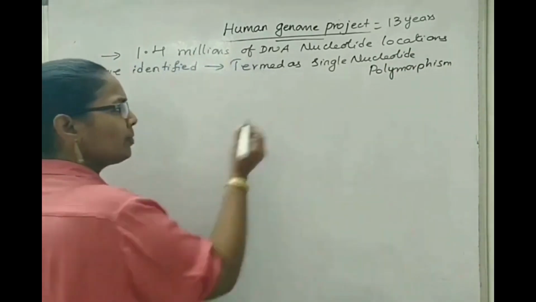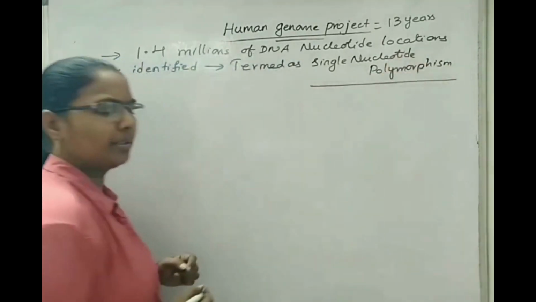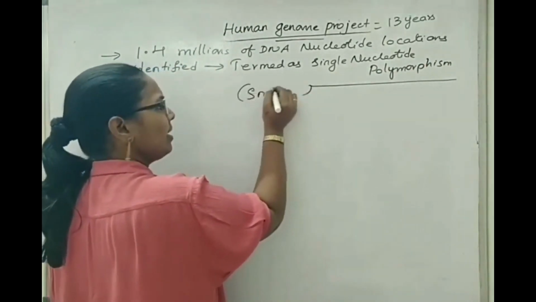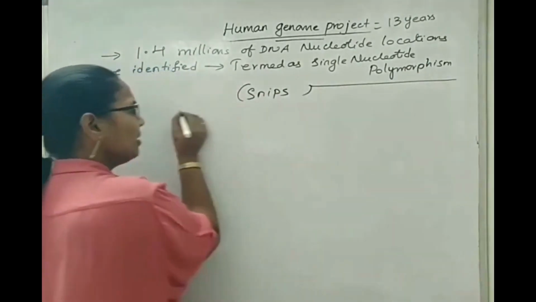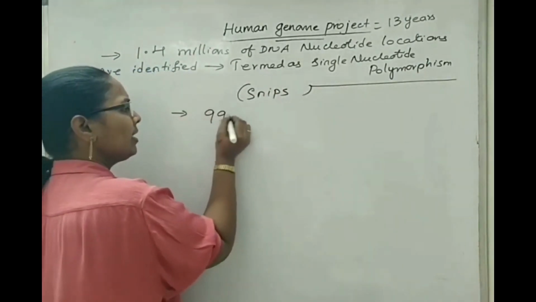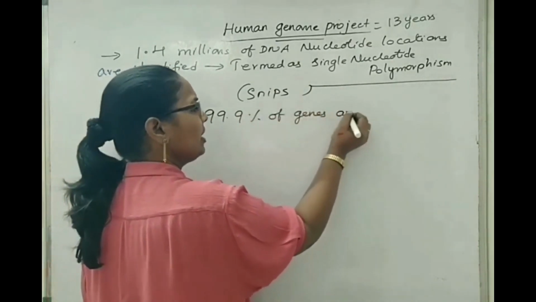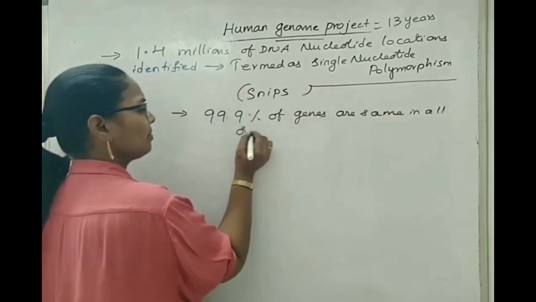Now, what is meant by single nucleotide polymorphism? This is also termed as SNPs, or SNIPs. What is this single nucleotide polymorphism? I previously told that 99.9% of genes are the same in all organisms.